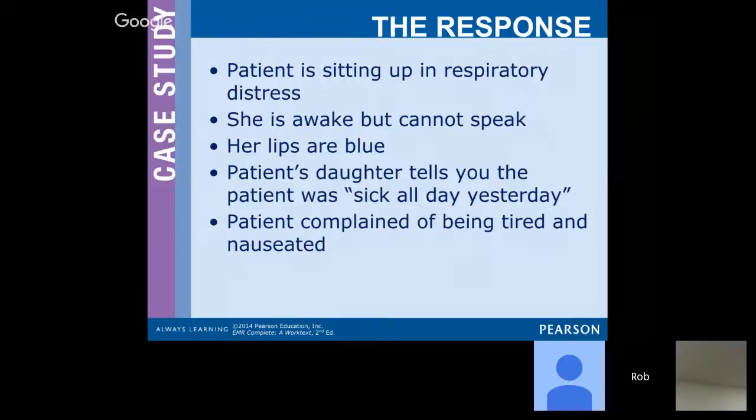Bluish lips. Yeah, the bluish lips. Sick for 2 days and trouble breathing. That she was sick all day yesterday, and she's nauseated. She can't speak. She's in a condition now where she can't even get a big enough breath of air to say a word, right? And her lips are blue. She's cyanotic around the lips. She has a major airway issue, correct?